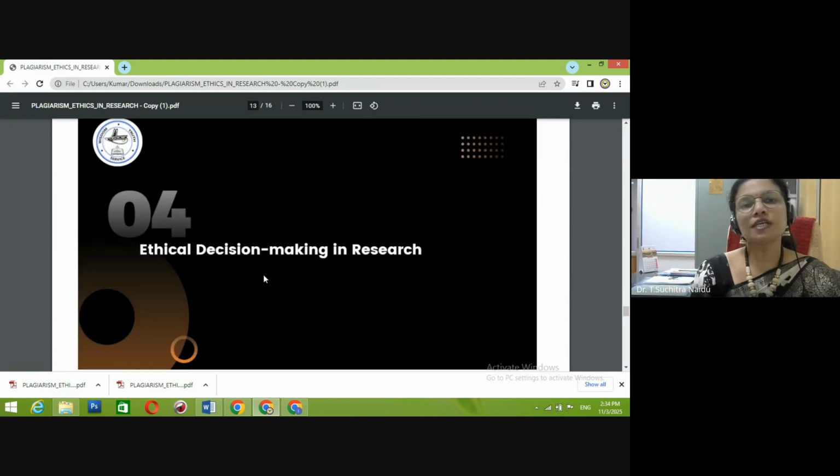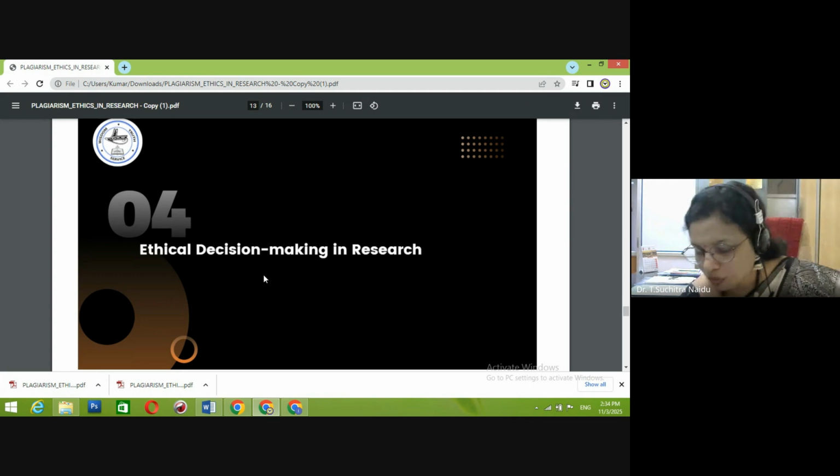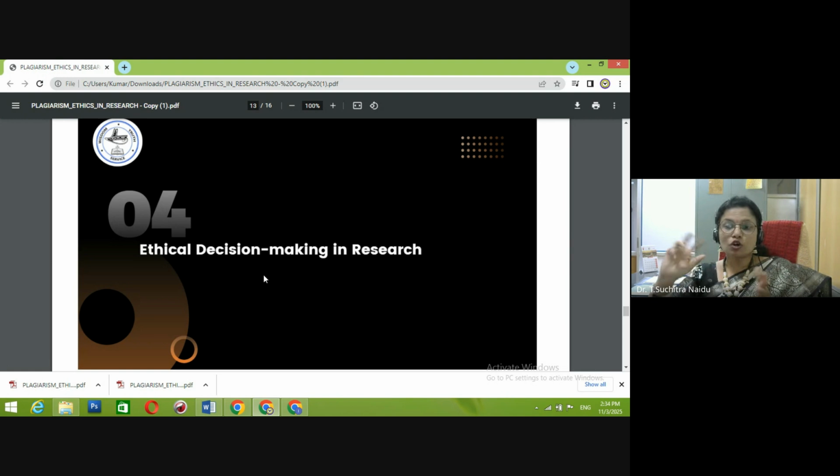Now here, if you see ethical decision making in research, first of all, we have to understand what is a framework, and models of research. So here, you have to know what is an ethical framework. Ethical frameworks are systematic methods for assessing and resolving ethical dilemmas by applying moral principles.